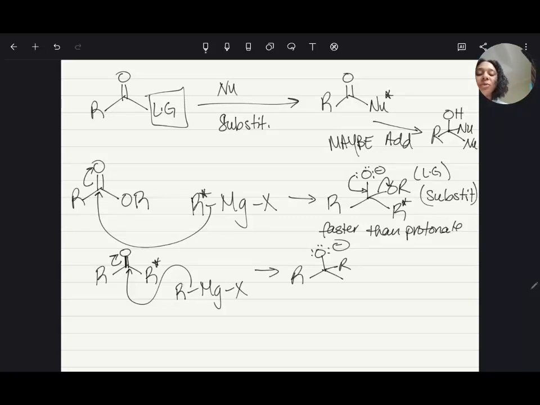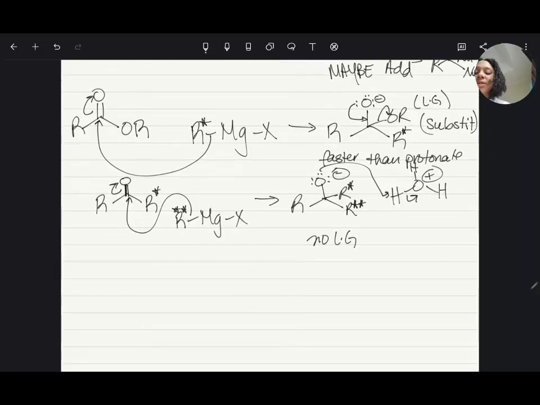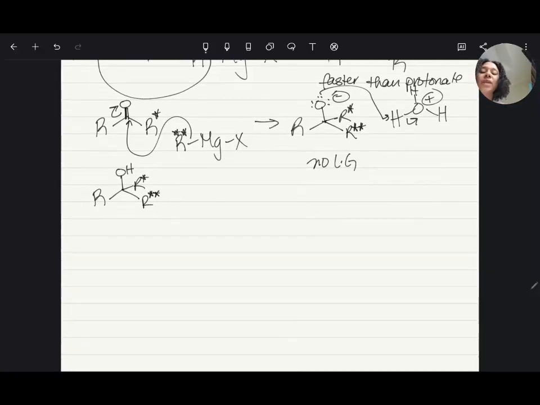I forgot to put my little asterisk back. I'm going to put 2 asterisks to represent that I added the second one. Now there's no leaving groups available, so the only thing you can do is sit back and just protonate. So we'll just wait until the protonation step happens. So for these carboxylic acid derivatives, you added the R group twice. We'll come back and do a review of that again.